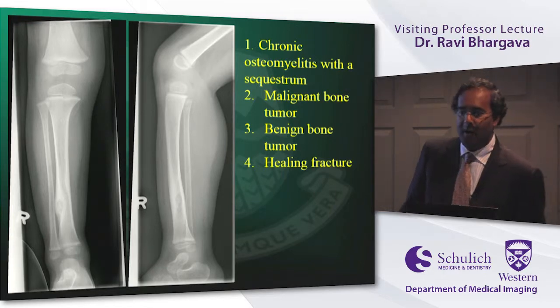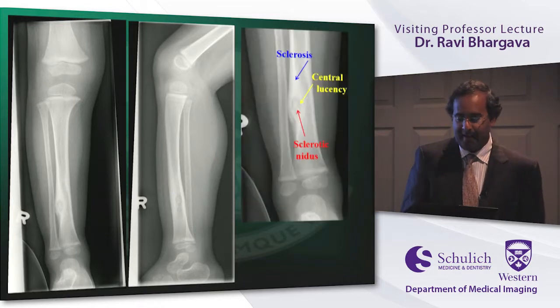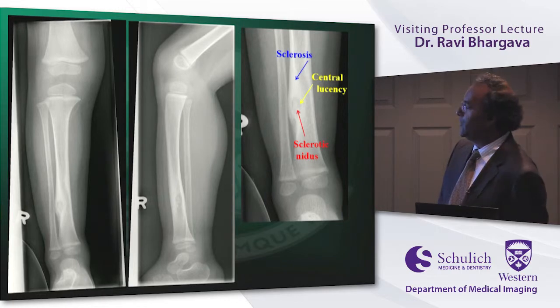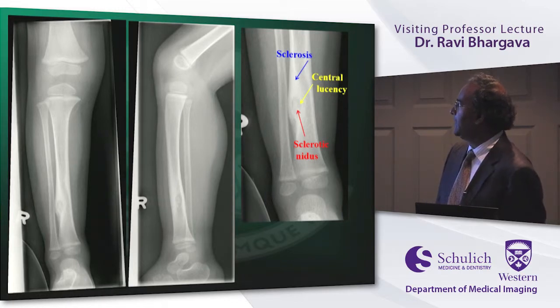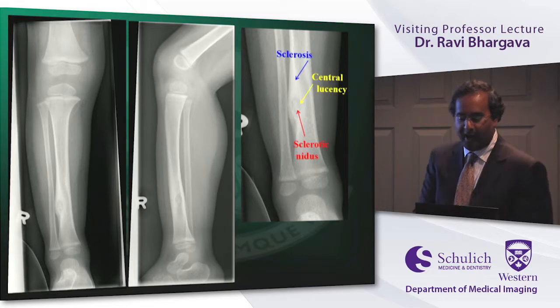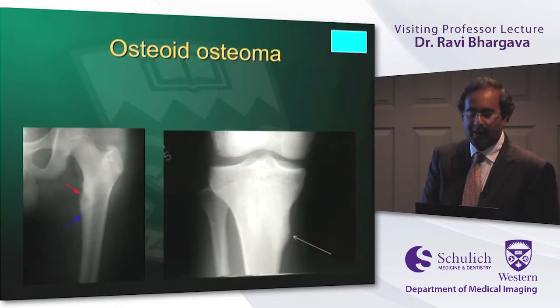So the most common response was benign bone tumor. And if we look at a blow-up of this area, we can see this diffuse sclerosis involving the cortical region as well as the diaphyseal region adjacent to an area of central lucency. And within this central lucency is a small sclerotic nidus. So this is incredibly typical for an osteoid osteoma, which this is.